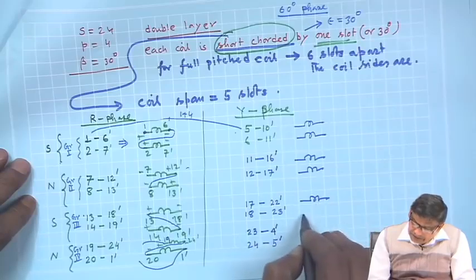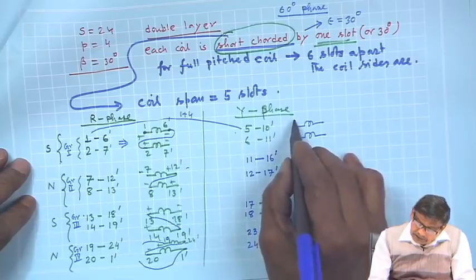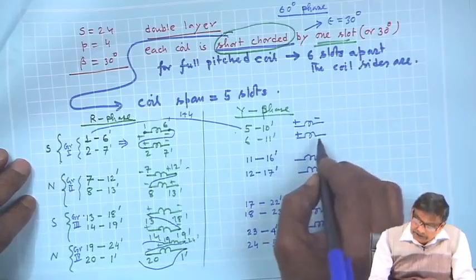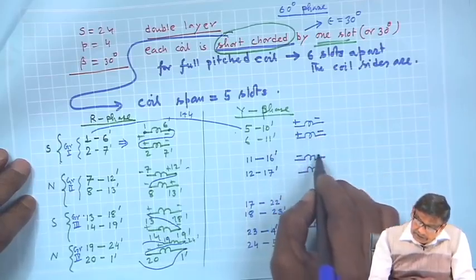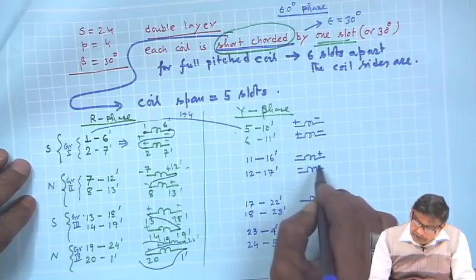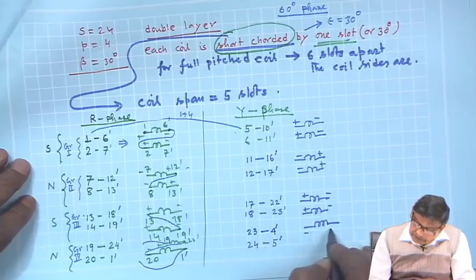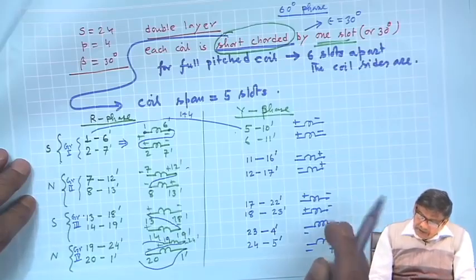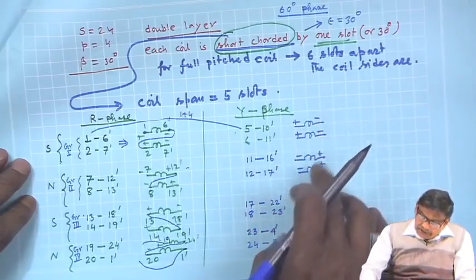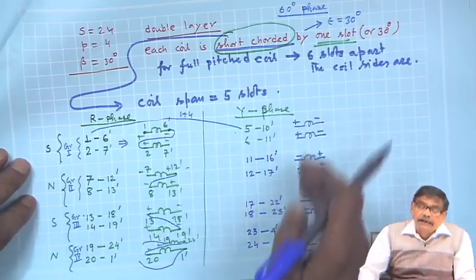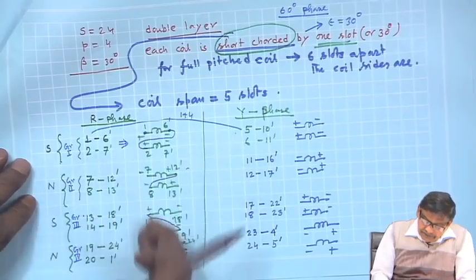I will not complete this, because you have understood and you can do the rest of the things. Then polarity should be assigned to the induced voltages like this. Under south pole, if it is plus, this will be reversed, this will be plus minus, and this is minus plus and minus plus. Then you have to connect all these things in series, so that they will be all additive voltages, just in the same fashion of this.